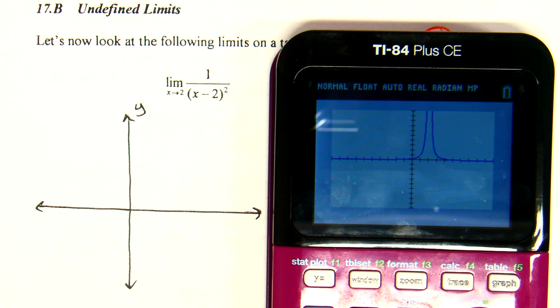Okay, and at calc level, you need to be able to look and say, okay, I see there's a vertical asymptote. Where is this vertical asymptote? 2. How do we know? Because that's the line they're both not hitting. Okay, that's the line they're both not hitting.